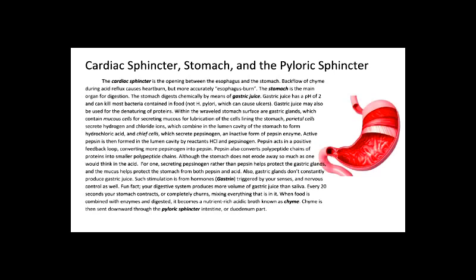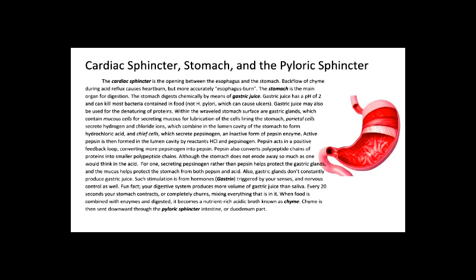The third type of cell, or cells, are chief cells, which secrete pepsinogen, an inactive form of the pepsin enzyme. Now, what does pepsin do? It works in a positive feedback loop. It converts more pepsinogen to pepsin, and it converts polypeptide chains into smaller polypeptide chains, or simply amino acids. So, how does pepsinogen turn into pepsin? It reacts with HCl.